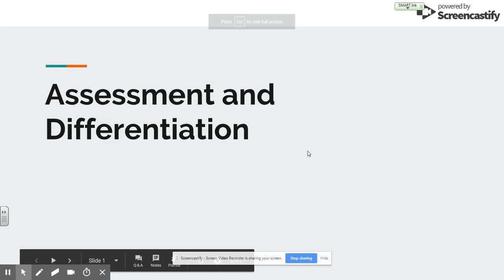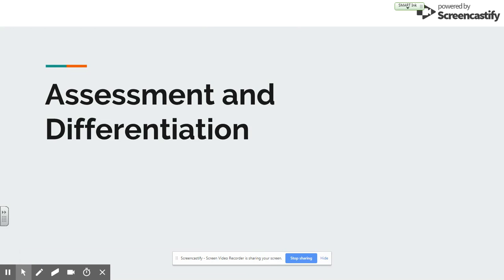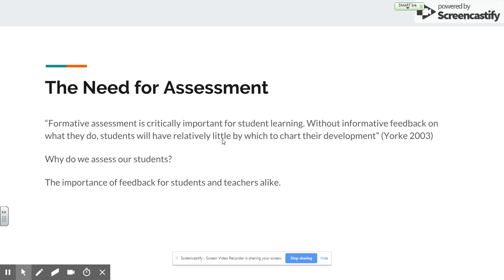Hello, I'd like to talk to you today about two different things which I feel are completely interrelated: assessment and differentiation. I don't believe that one without the other is basically useless. Right? If we are not using our assessments, then we cannot differentiate. If we're not differentiating, then our assessments are useless. So let's begin with the needs for assessments, right?